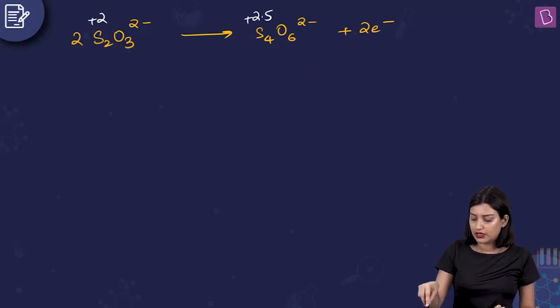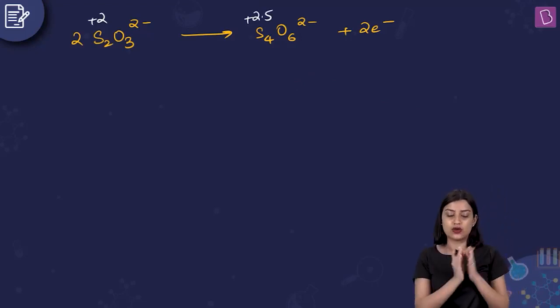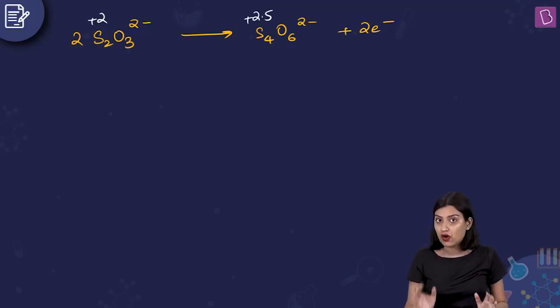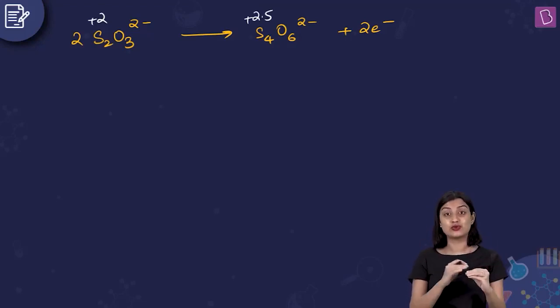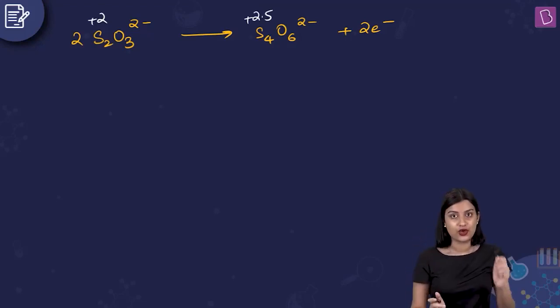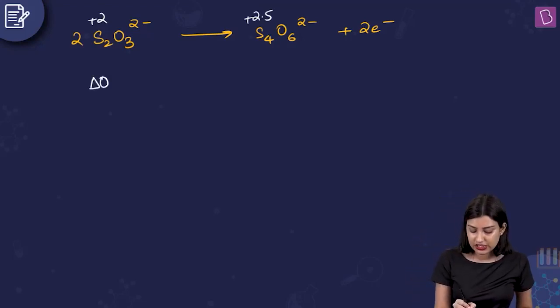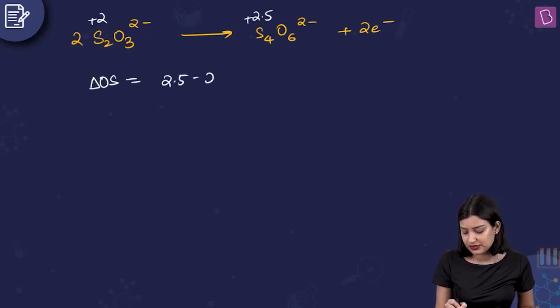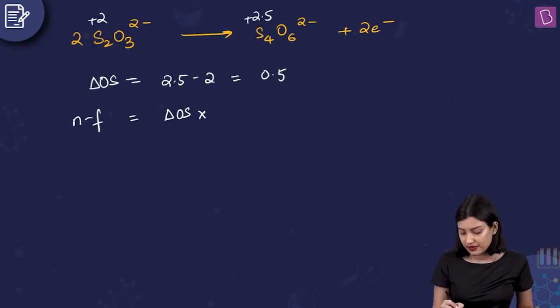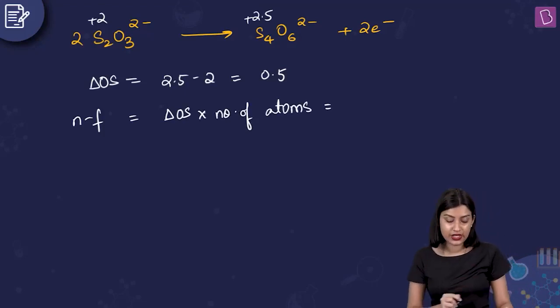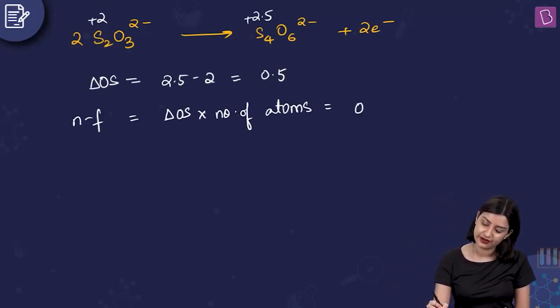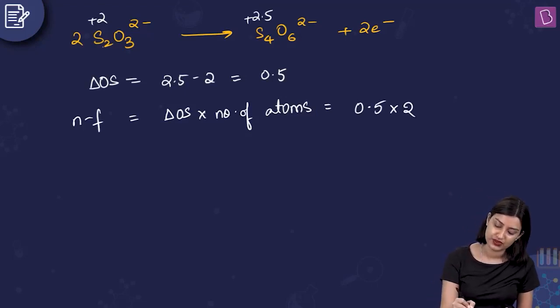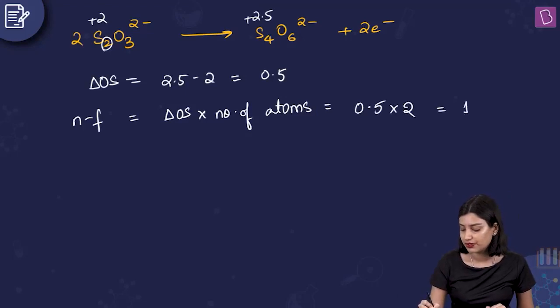Now you can see that sulfur has undergone oxidation, right? The oxidation state of sulfur went from plus 2 to plus 2.5, which means this is oxidation. What is going to be the change in oxidation state? Change in oxidation state is 2.5 minus 2, which is nothing but 0.5. How do you find out the N factor? You will do change in oxidation state multiplied by number of sulfur atoms, the number of atoms on the reactant side. This is very important. So here you have 0.5 multiplied by 2 because you have 2 sulfur atoms here. So this is going to be nothing but 1.